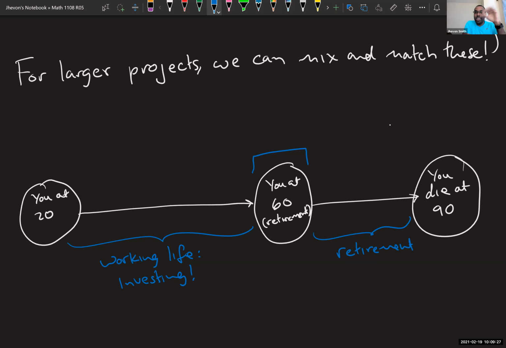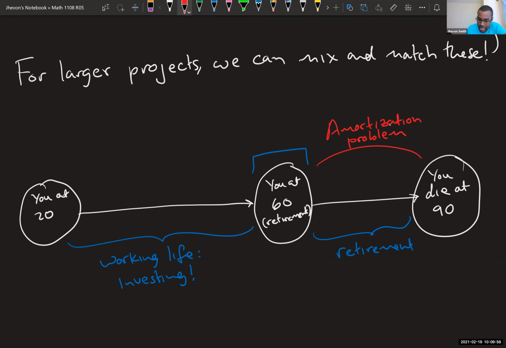Of course, when you're really making this plan, you have to take inflation and taxes and all that stuff into account, but let's just ignore all that for the moment and keep things simple. Then what you want to do over here, that's an amortization problem. There's going to be some amount of money that's hopefully invested and growing with interest that you want to pay down. You want to run out of money when you're 90.